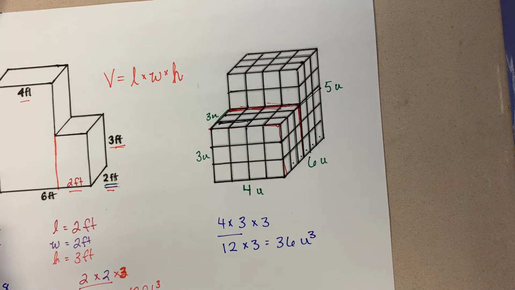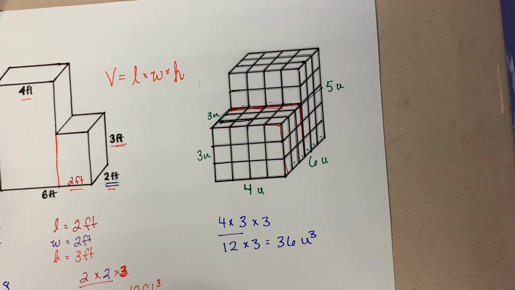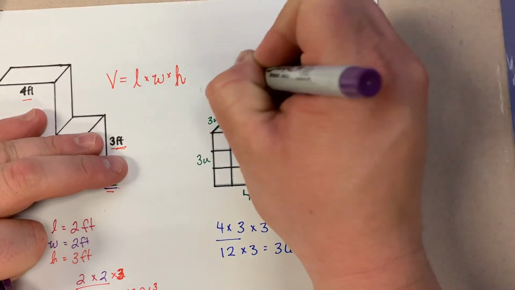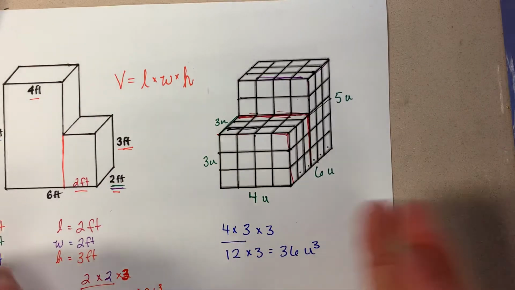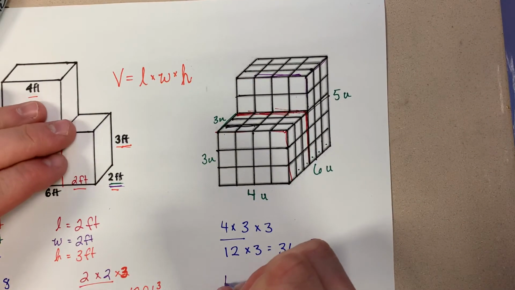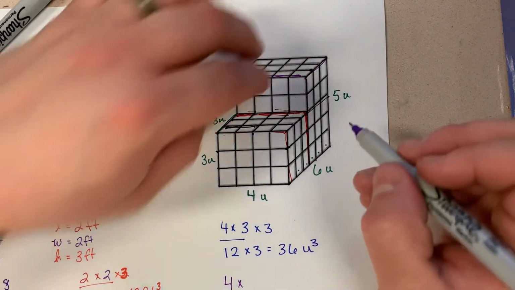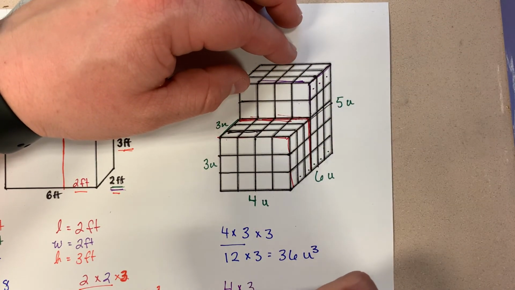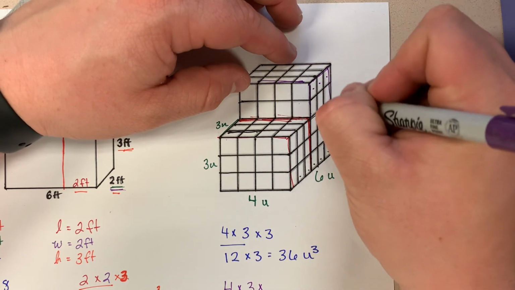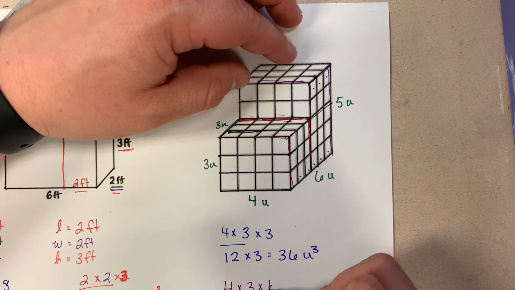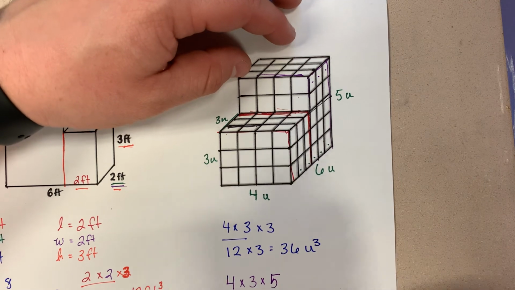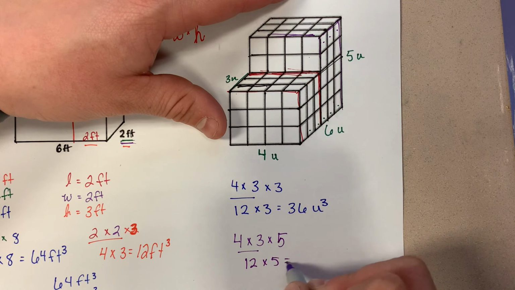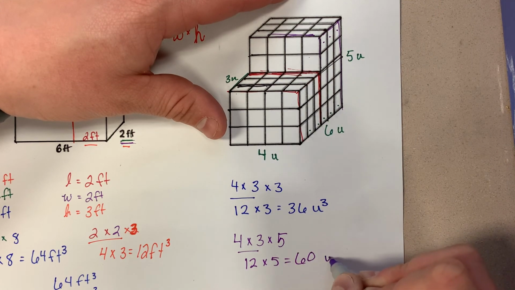All right. And finally, next part, I'm going to look at this back rectangular prism. It's the same length across the front, so that's still 4 units. But my width is now 1, 2, 3. And my height is 5. Okay. So 4 times 3 is 12 times 5 equals 60 units cubed.